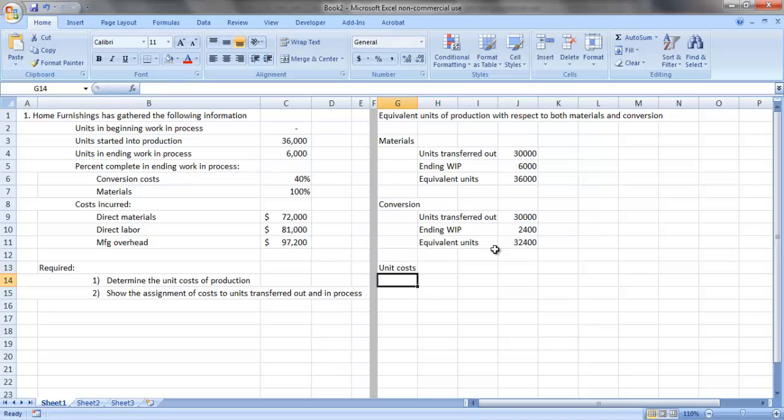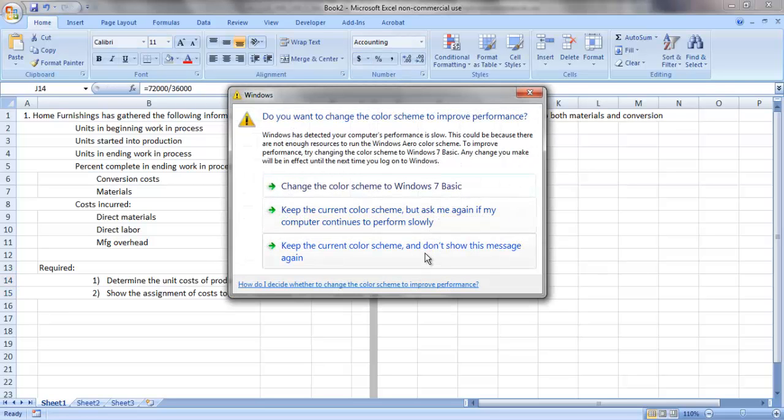Then to determine our unit costs, we need to take into account the manufacturing costs incurred for each category of manufacturing costs during that period. So our unit cost for materials is going to be all of the direct materials costs we incurred for the period, $72,000, divided by the equivalent units with respect to materials that we'd previously calculated at 36,000. So our unit cost with respect to materials is an even $2.